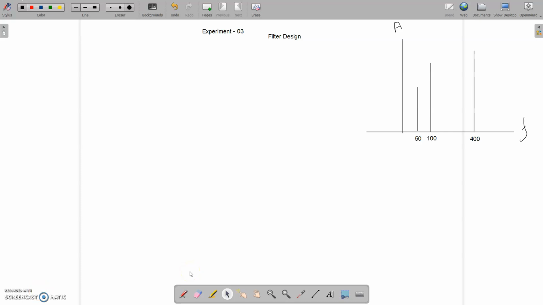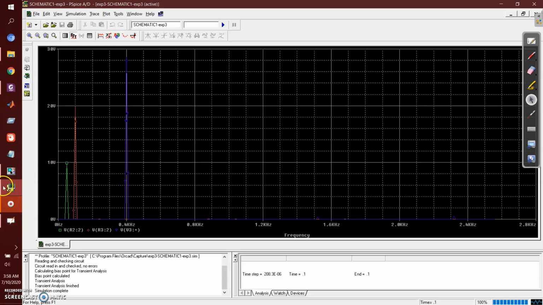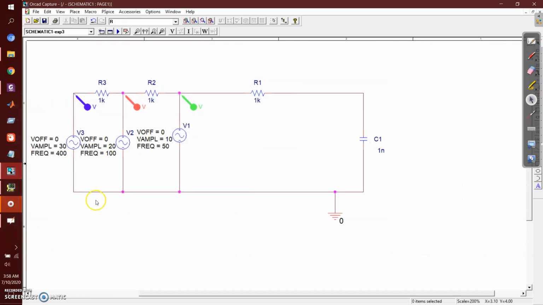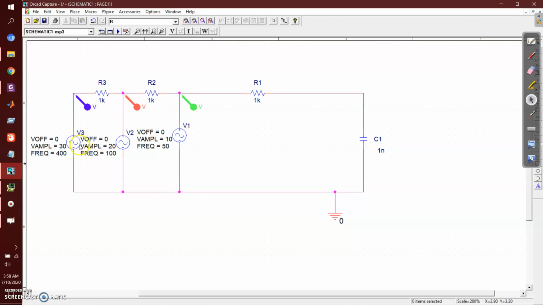Okay, so now we have three different signals. One is of 50 hertz, one is 100 hertz, and one is 400 hertz. Okay, so let's go back here. Now, here you can see, in this circuit, I have three sources feeding this network. One is 50 hertz, one is 100 hertz, one is 400 hertz. Okay, so three sources feeding three different frequencies, three different signals.